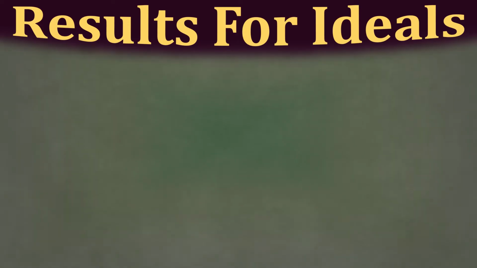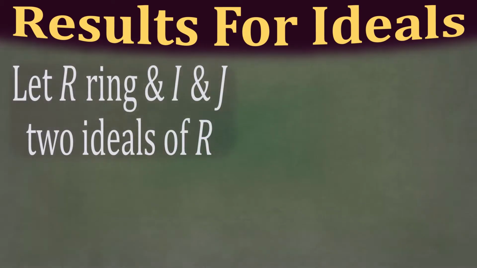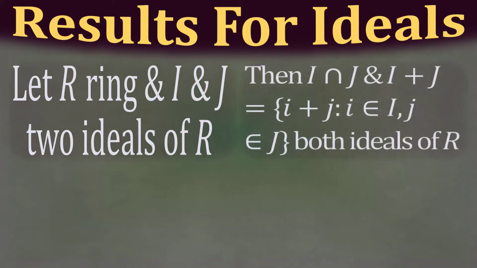Hence, let's discuss some results for ideals. Let R be a ring, and let I and J be two ideals of R. Then I intersect J and I plus J, defined to be the set of all i plus j where i is in I and j is in J, are both ideals of R.